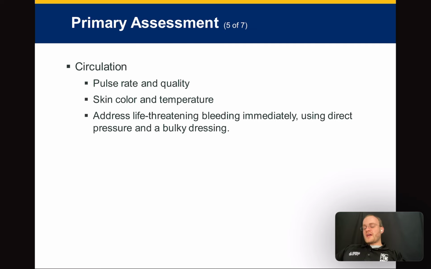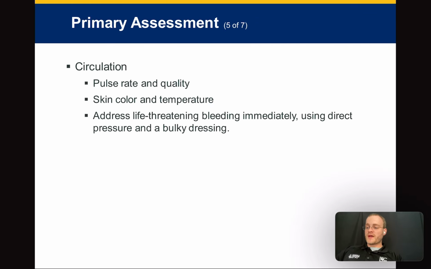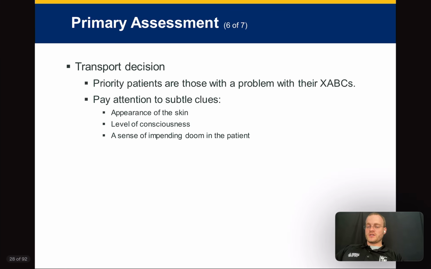Circulation. One of the greatest indicators of perfusion is capillary refill. You would check cap refill centrally and peripherally, but we could also check pulse rate and quality, skin color and temperature, and address life-threatening bleeding immediately using direct pressure and/or a bulky dressing if indicated. Remember, in your torso-junctional wounds, you can use wound packing as well. But not in the chest. We don't wound pack the chest or abdomen, ever.